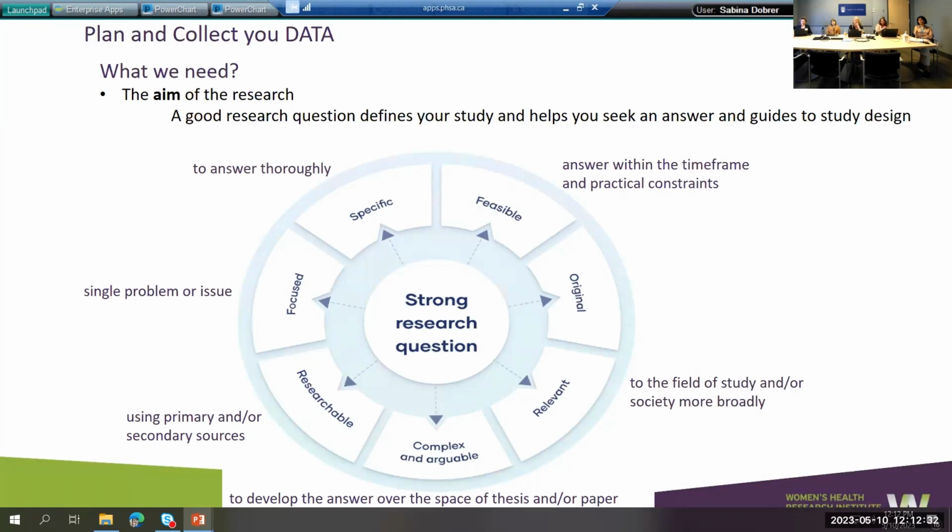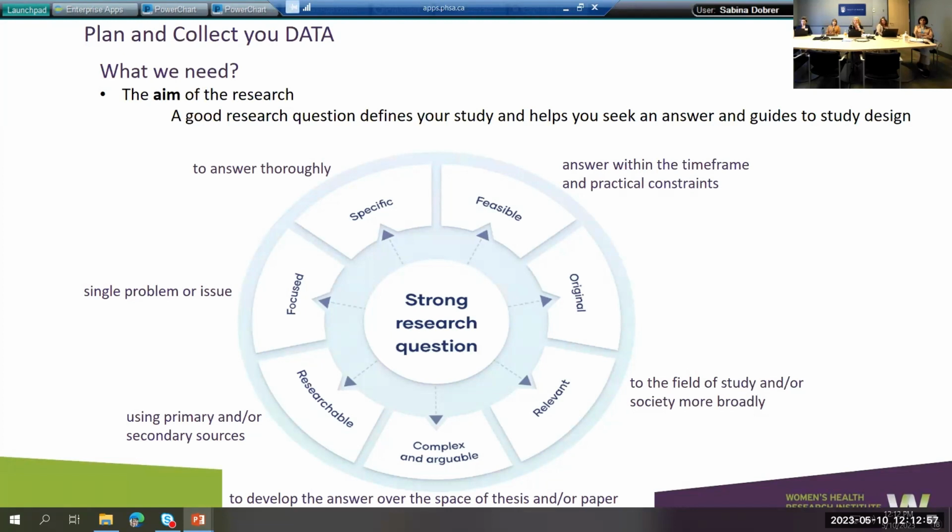And it actually, I think, is the most important stage of our data process. So what we need is the aim of the research. We need to be 100% sure, or 99.9% sure, of what our research question is, how we're going to answer this research question, and how we're going to get data to answer it.